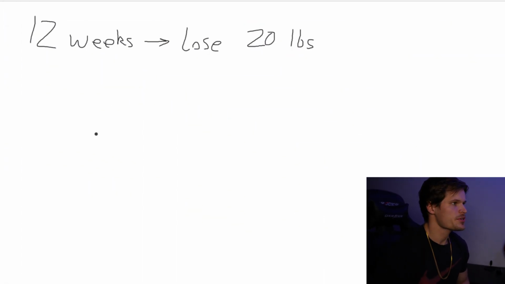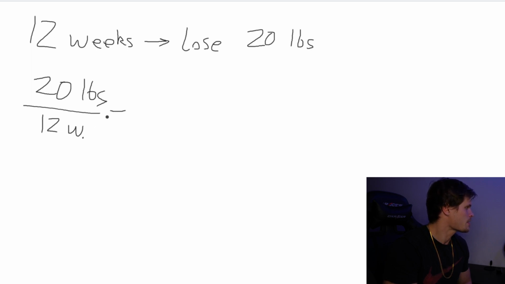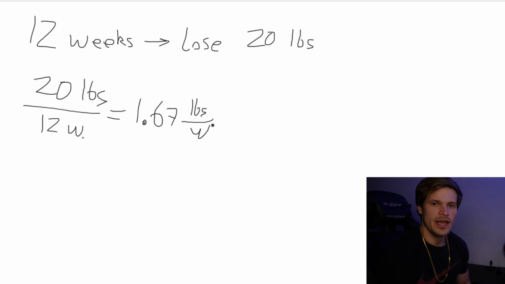Okay, so we've established our goal as we want to lose 20 pounds in 12 weeks. So how do we set up our calories to do that? First of all, we need to figure out how many pounds a week that actually is in order to reach our goals. So if we have 20 pounds to lose, we have 12 weeks to do so. We put W for weeks. That's going to give us 1.67 pounds per week that we have to lose.